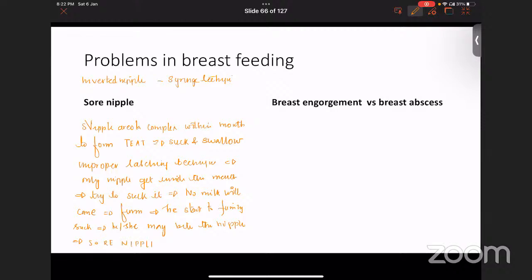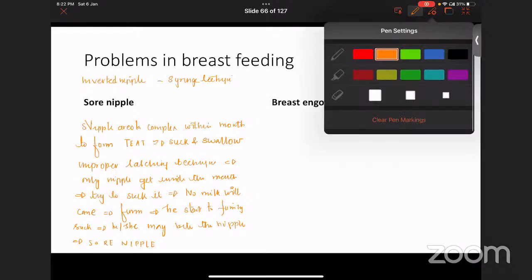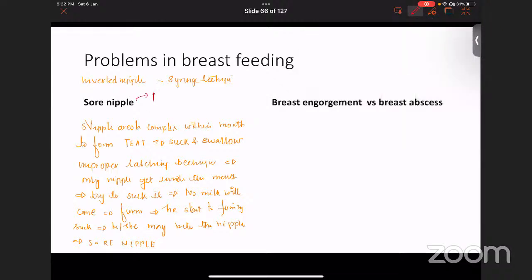So here, what is the treatment? You have to clean it. Is any cream or medication required? No, because the problem is the improper technique followed by the mother. That is the reason. So proper latching, positioning, and breastfeeding technique is itself a treatment for the mother, and she may apply breast milk over the nipple.